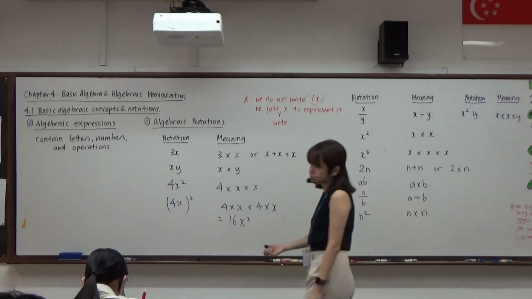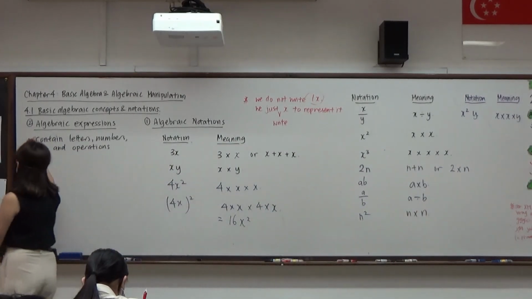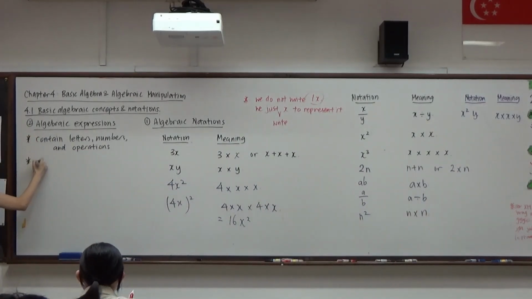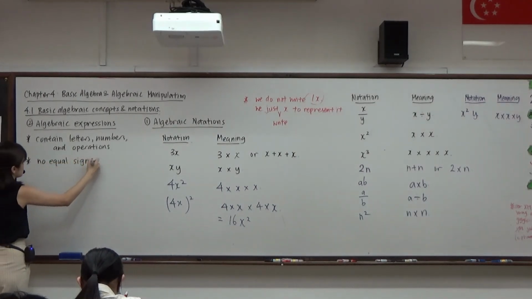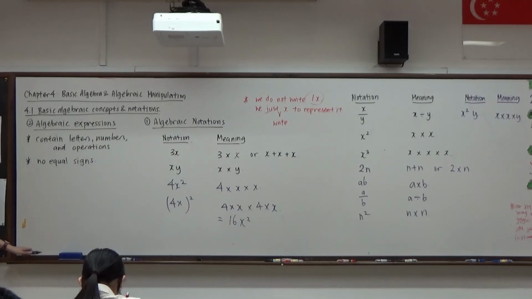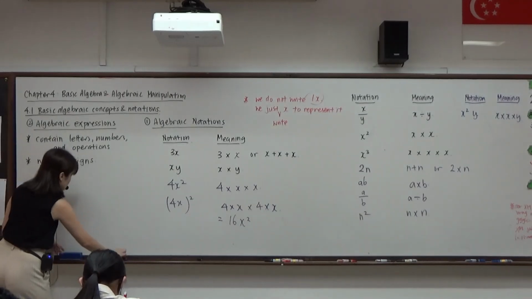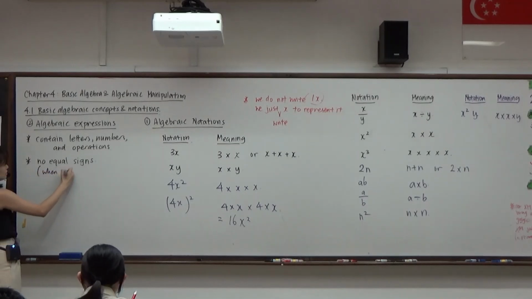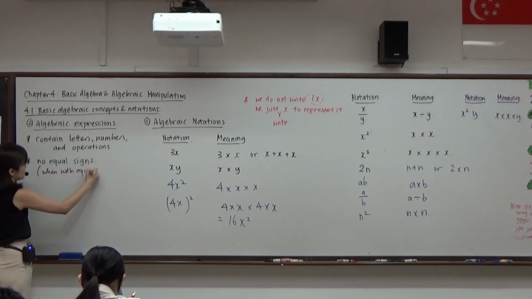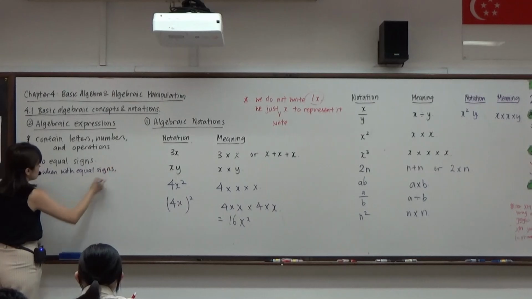Very importantly, there are no equal signs in expressions. Because later on when we go into the next chapter, things with equal signs are what we call equations.